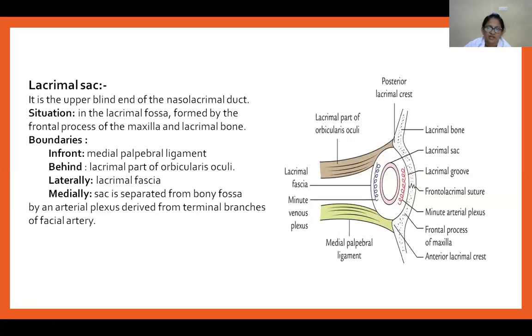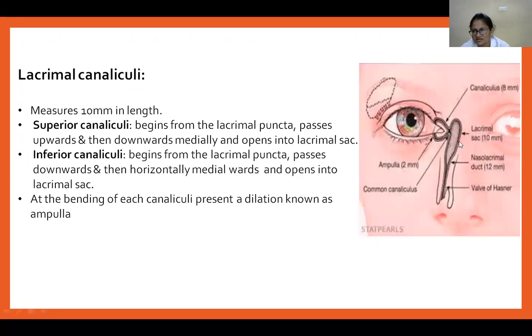Next, coming to the lacrimal sac. This is the lacrimal sac. This is where you are going to see the lacrimal sac.